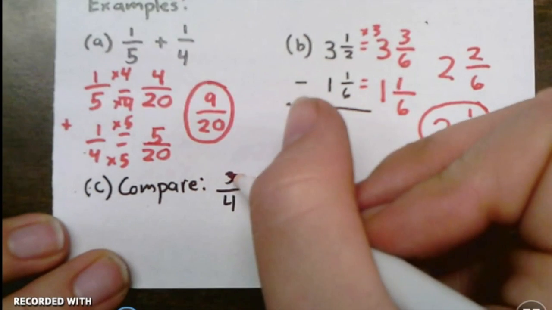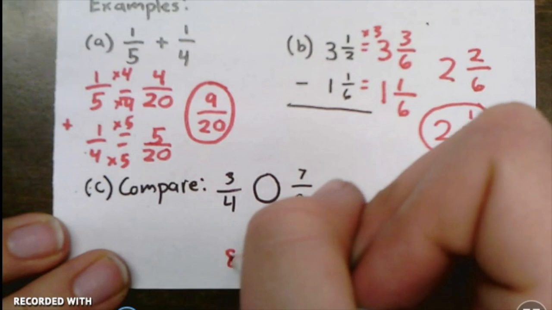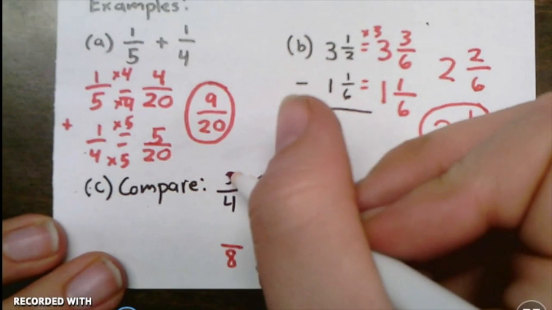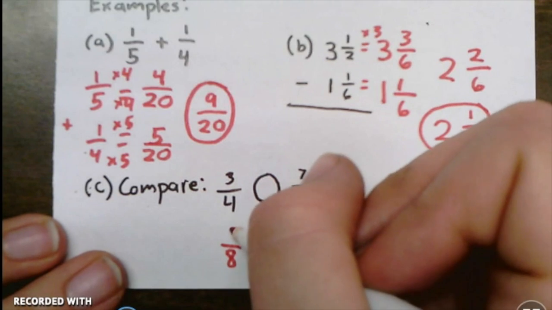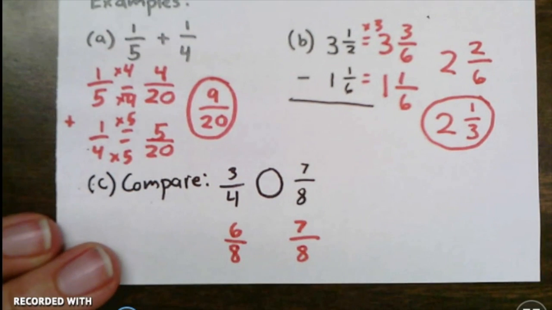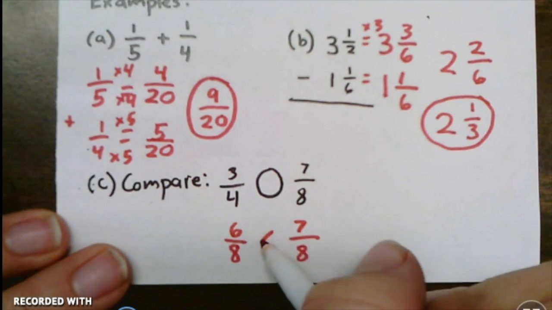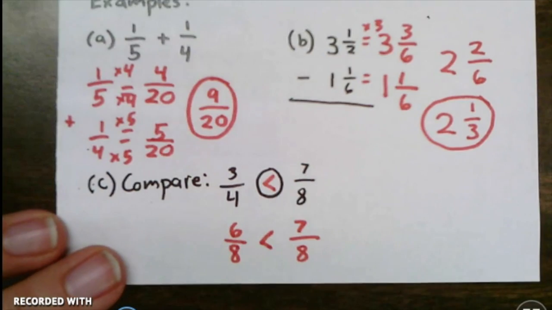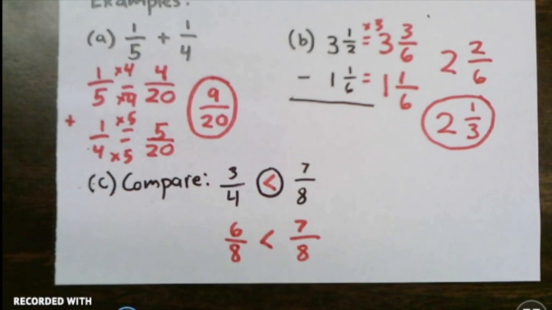So I'm going to write 7/8 right here. And this one I'm going to change to go from 4 to 8. I multiplied by 2. 4 times 2 is 8. So then 3 times 2 is 6. And now I can compare them. Which one has a bigger numerator? The 7/8, which means that one is bigger. So then 7/8 is bigger than 3/4.